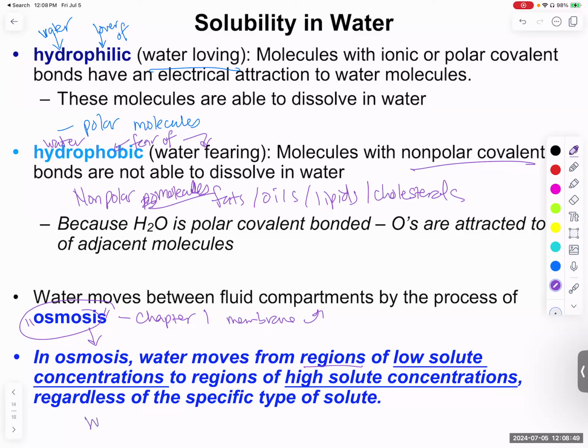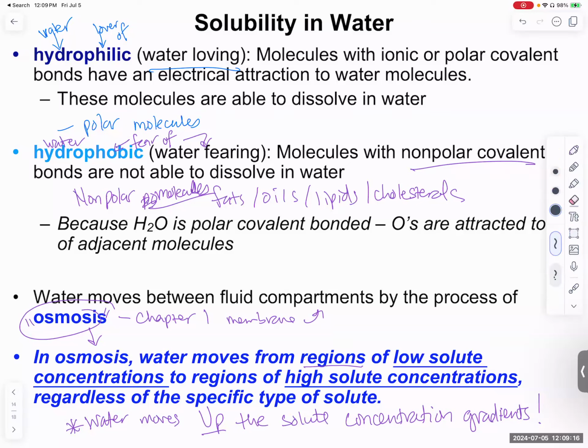So water moves up the solute concentration gradient, and we are going to talk a lot about this in physiology. This is just a preview. We're going to get more into transport, cellular transport. We're going to talk about osmosis, and we're going to really use this concept throughout all of physiology. So this is just prepping you. Osmosis is the direction water moves, and water always moves up the solute concentration gradient.